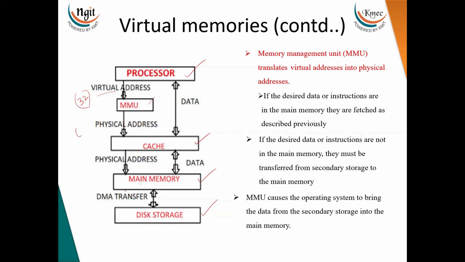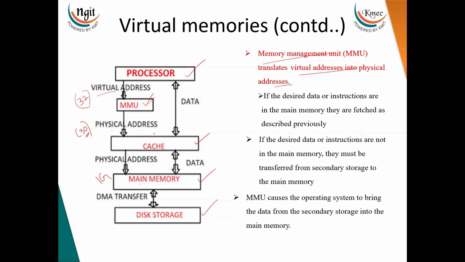Physical address is what? 1 GB. The maximum size is only 1 GB, right? So for that, how many number of bits are there? Only 30 bits. So these 32 bits should be converted into 30 bits. Then which device is converting? MMU. MMU is nothing but what? Memory Management Unit, which will translate virtual address into the physical address.